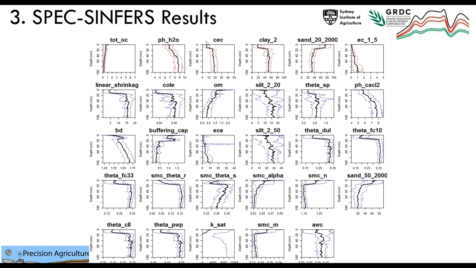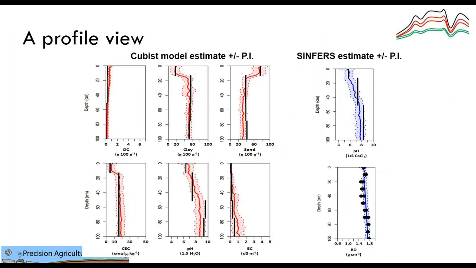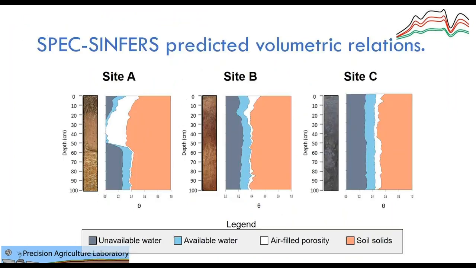So we have these predicted by the spectra, and then we have different properties predicted with the pedotransfer functions. Okay, so we have this profile view, and we can, for example, predict available water or soil solids, etc., for different soil profiles.